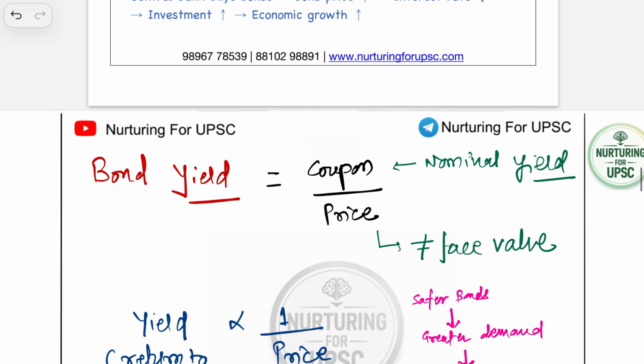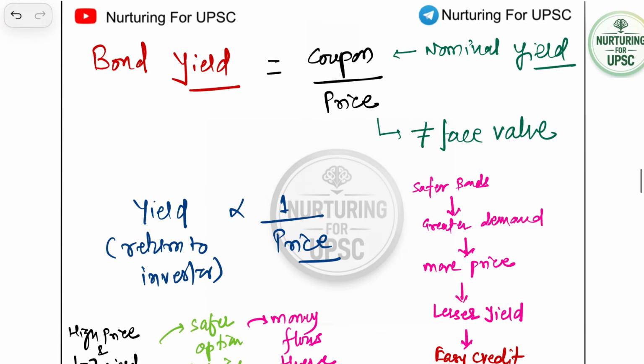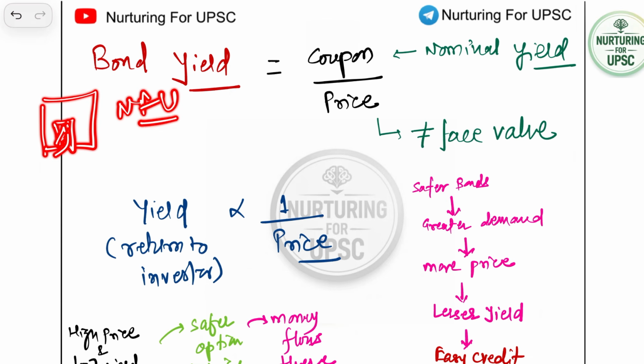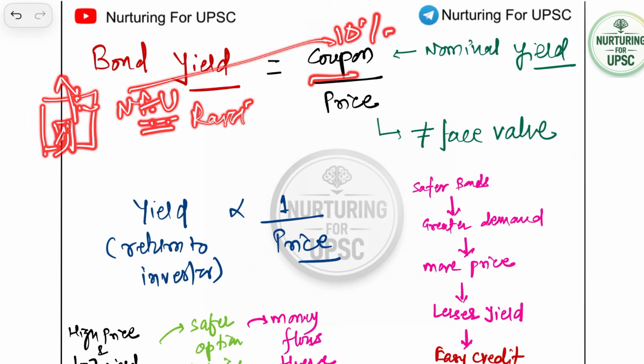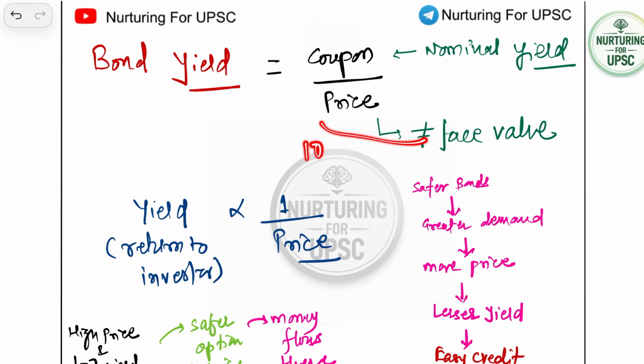Firstly, you understand the concept of bond yield. So what is bond yield? Bonds are basically a debt instrument. So let's say I am the founder of NFU, and I want to raise some money. So what I do is raise NFU bonds with, let's say, a coupon rate of 10%, and I issue them at the face value of 100.